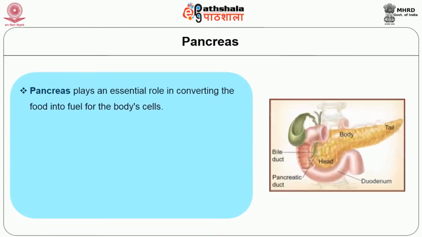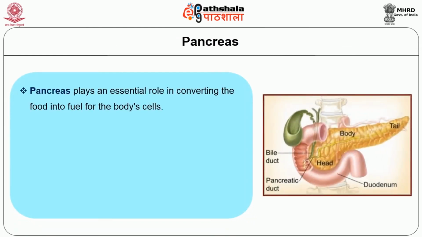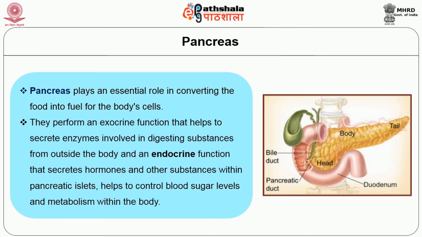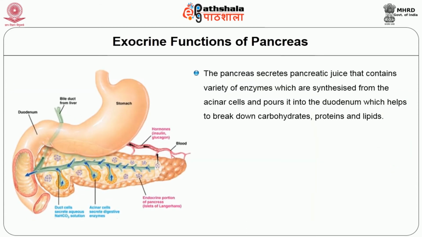Coming to the role of the pancreas in digestion, the pancreas, a major organ, plays a vital role in converting the food into fuel for the body's cells. It performs an exocrine function that helps to secrete enzymes involved in digesting substances from outside the body, and an endocrine function that secretes hormones and other substances within pancreatic islets and helps to control blood sugar levels and metabolism within the body. Let us have an idea on the exocrine functions of the pancreas.